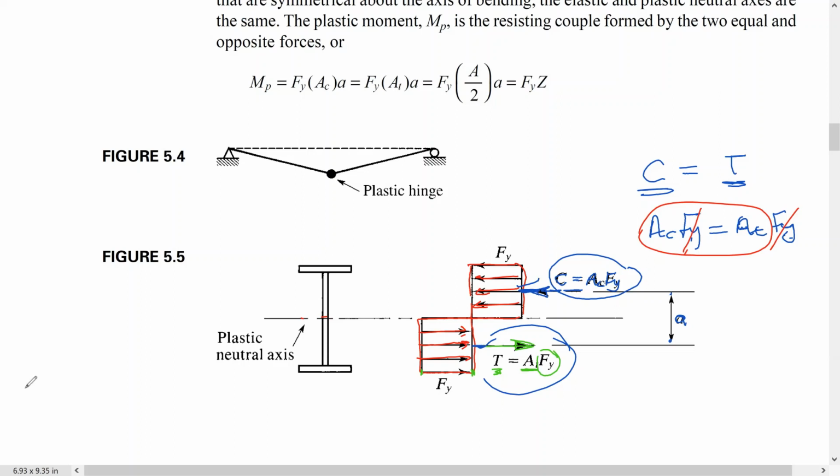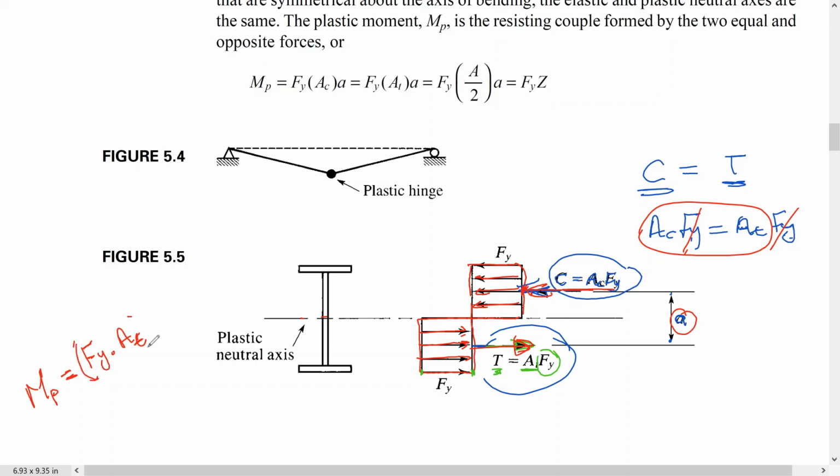So M sub P, and P here stands for plastic, is equal to... If we take this, this is a couple moment, meaning we have two forces, same in magnitude but different in direction, and they have a perpendicular distance. So if we take a moment here, this one is going to be, let's say, Fy times AC. Oh, sorry, AT here. Let's keep it AT because I'm taking it here. If you take it here, it is okay.